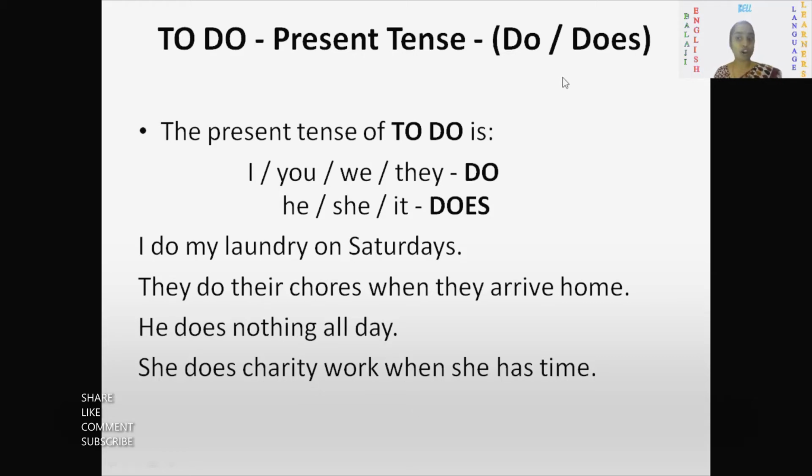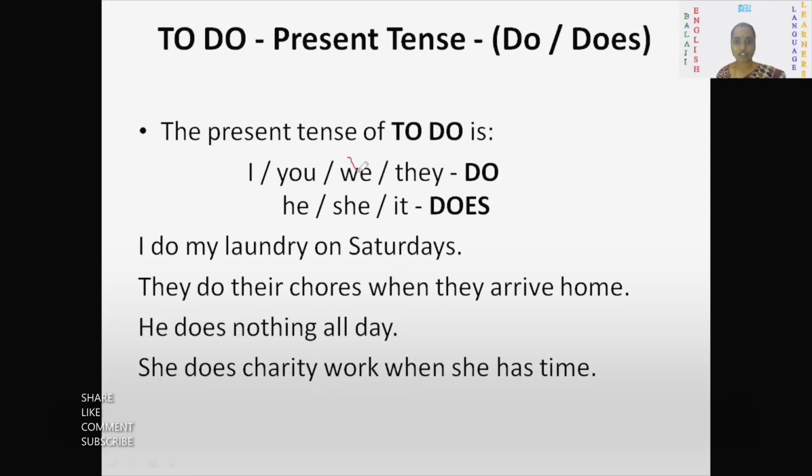Now, what is to do in the present tense? I said we use either do or does. So how do we use either do or does? See here. In the present tense, if the subject is I, you, we, or they, we use do. That means the subject should be such that we can use the word do. You may ask, they is a plural word, and we is also plural.